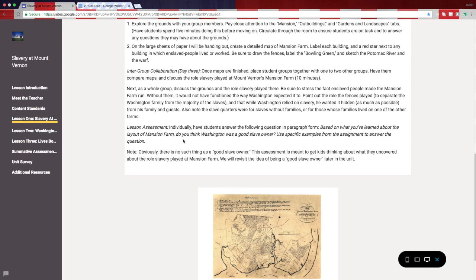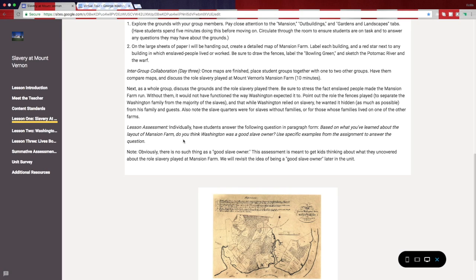Now, a lot of kids at this age don't really understand slavery. So a lot of them are going to say, yeah, he was a good slave owner. You know, he had cabins for them to live in. He gave them a ration of beans and a fish every day. He let them visit their other family members that worked on other farms on Saturdays and Sundays, part of the day. He was a good slave owner.